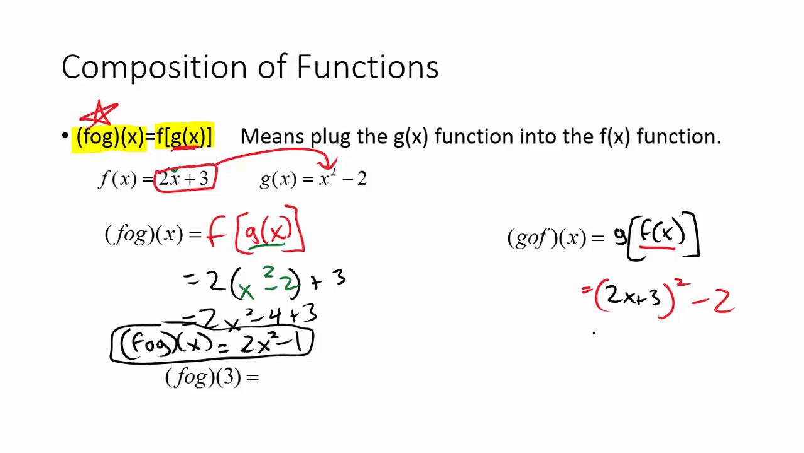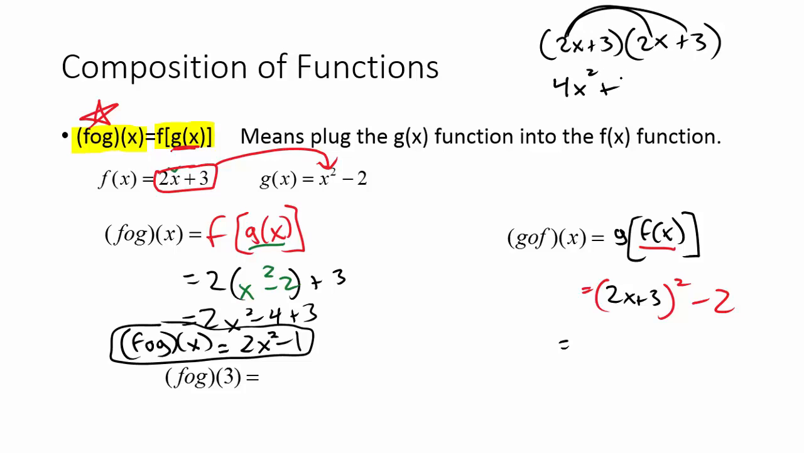Now this is going to have to get FOILed out. Again, I'll do that up here. If you don't remember the shortcut, I'll do this longhand just to show you guys what we're doing. We'll take the 2x times the 2x, we'll get 4x squared. We'll take the 2x times the 3 and we'll get 6x. This will also give me a 6x, and this will give me a 9. So then the middle will combine to be 12x.